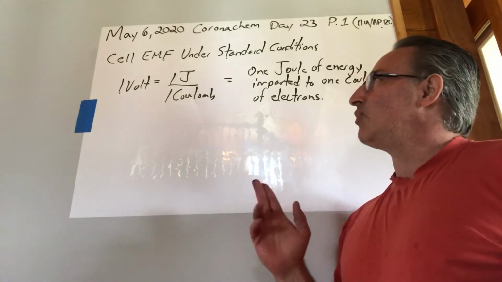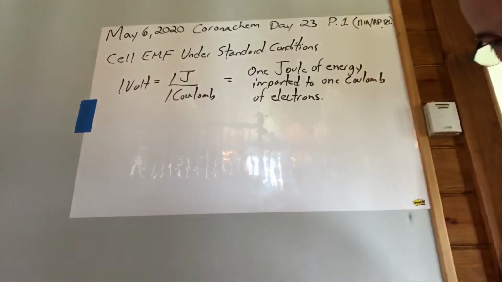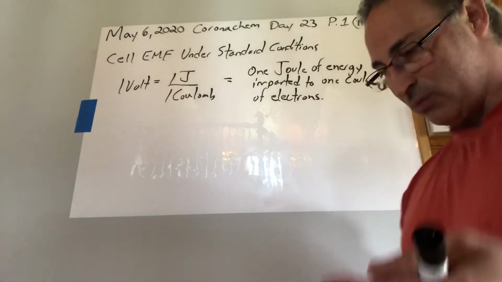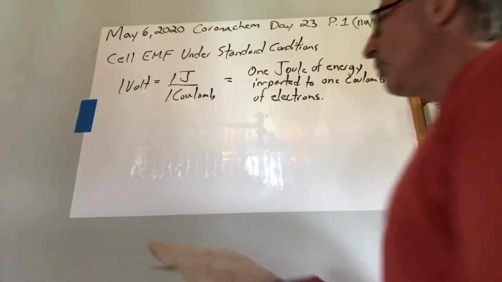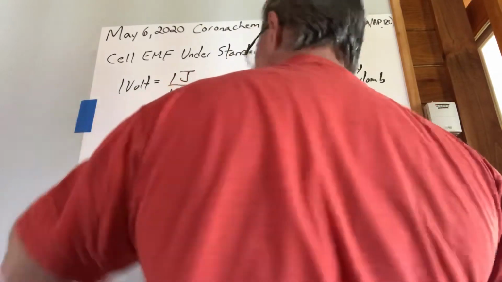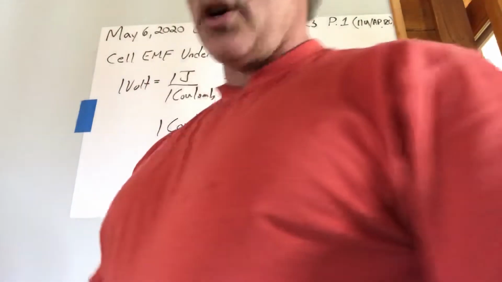So anyhow, the volt is the amount of energy that is carried by a joule of, by a Coulomb of electrons. What is a Coulomb? Well, 1 Coulomb equals the reciprocal of the charge on 1 electron.